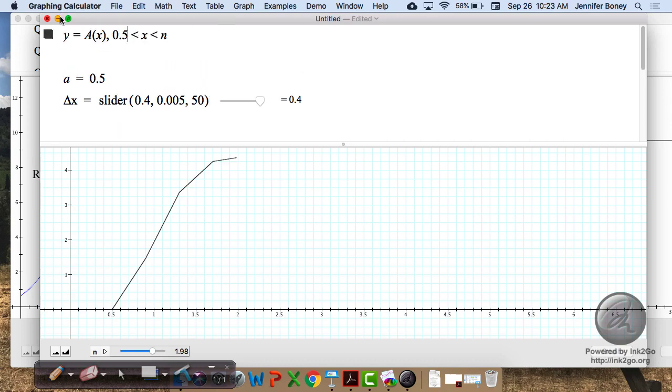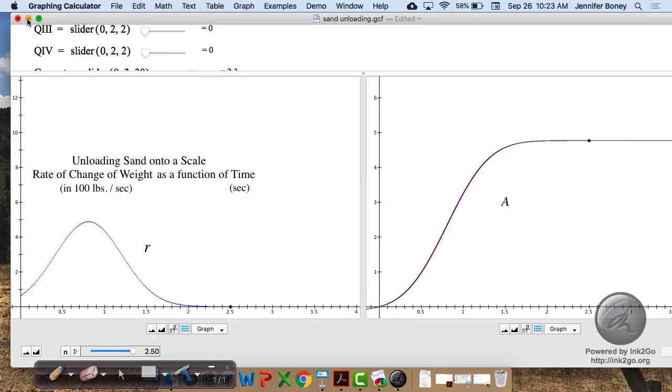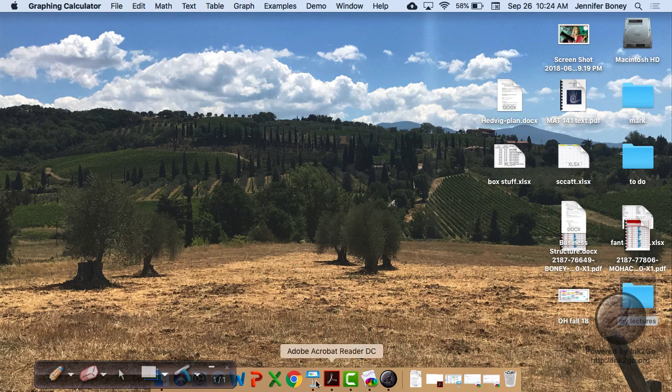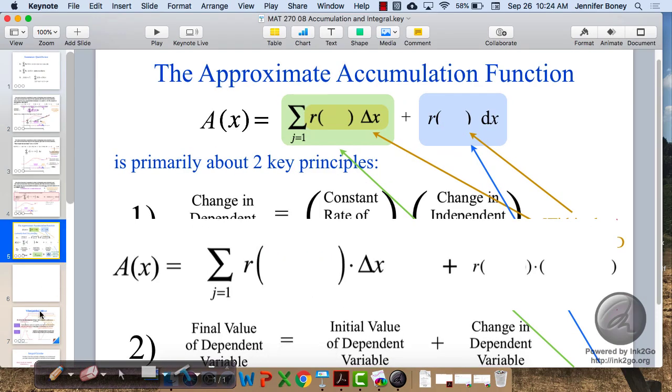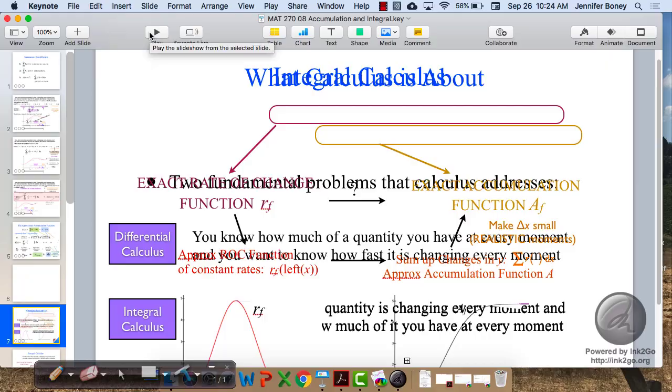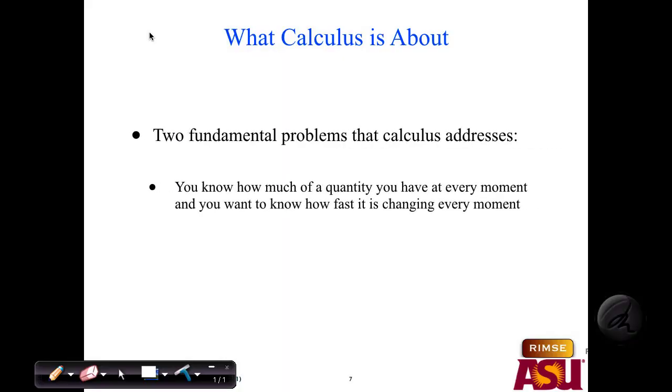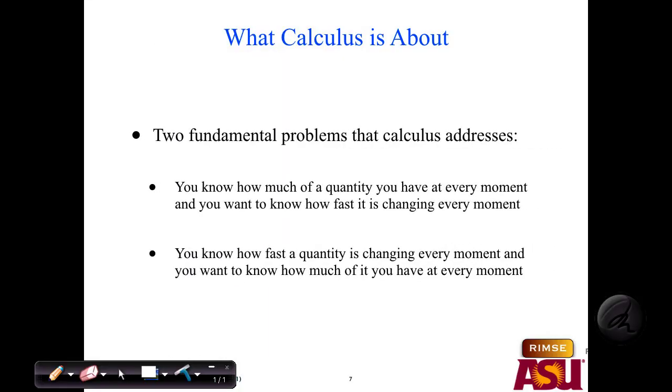So in any case, what I did want to show you before we leave today, though, let me go back to the keynote here. We've got one step that we haven't yet finished. We've been talking about the first of these. You know how much, let's see, talk about both actually. You know how much of a quantity you have at every moment. You want to know how fast it's changing. Like we know where Usain Bolt is on the track. We want to know how fast he's going. We actually did that for a little bit. We're going to get back to focusing on that topic after your test.